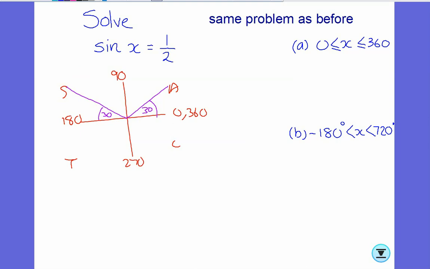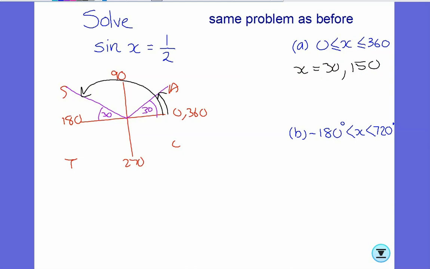So to solve the problem, what I do is I say, right, within this range of 0 to 360, just go around my CAST. Oh, look, I've hit it there. So that's 30. And I keep going round, and I get 150. That being 180, 30 less is 150.